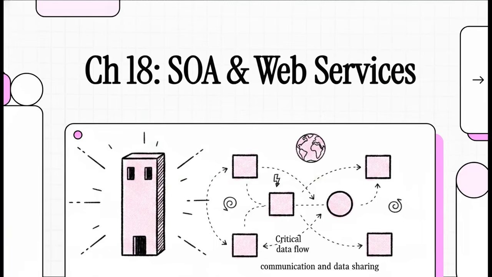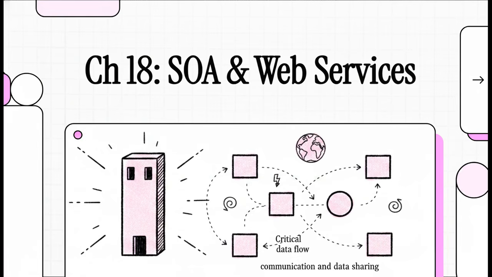I am absolutely thrilled to guide you through Chapter 18, where we'll be focusing on Service-Oriented Architecture, or SOA, and web services. As we progress through our software engineering syllabus, we're really moving away from those old-school, monolithic, standalone applications. Modern software engineering relies heavily on distributed systems. So understanding exactly how independent programs communicate and share data across the globe is absolutely crucial for your future careers.